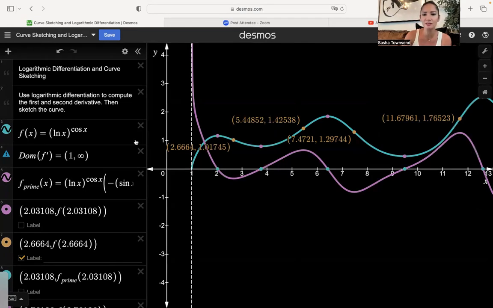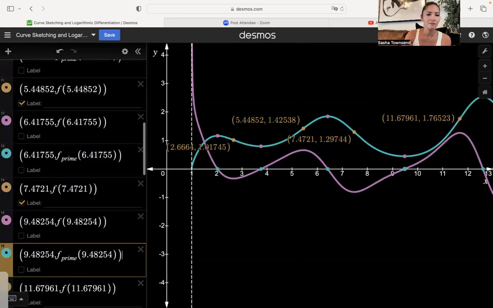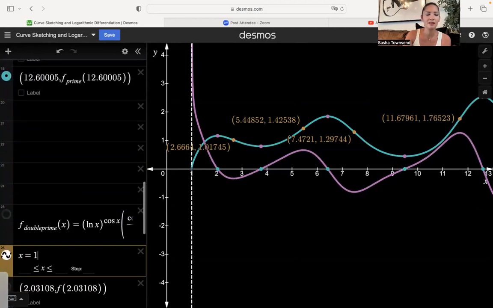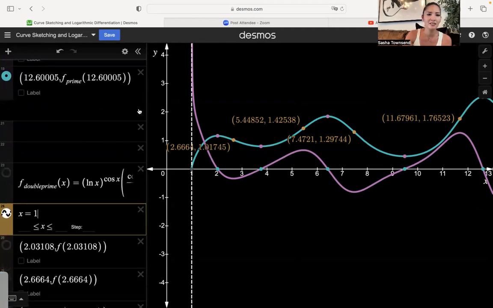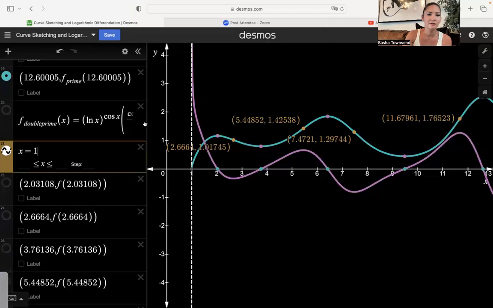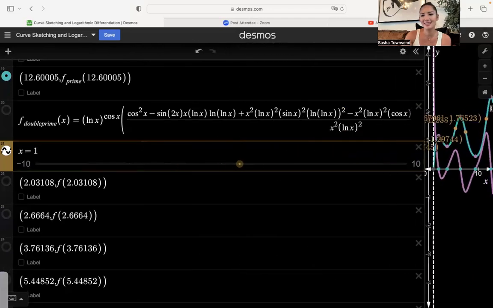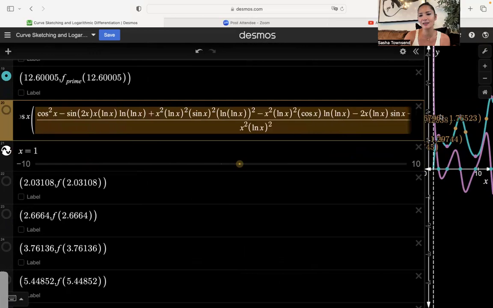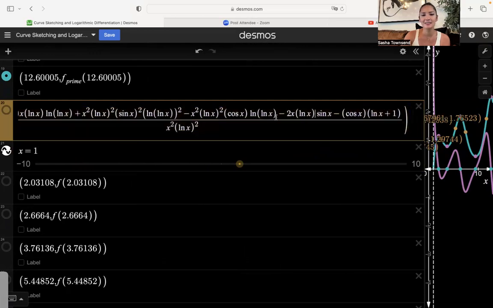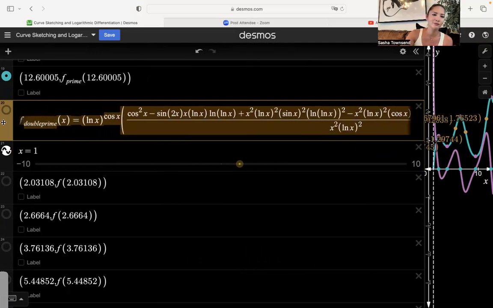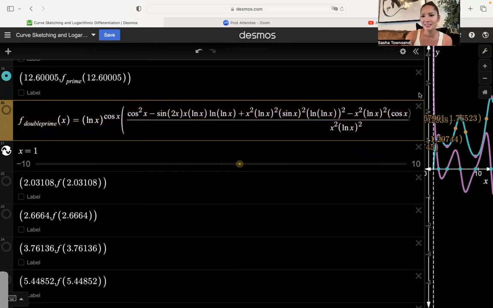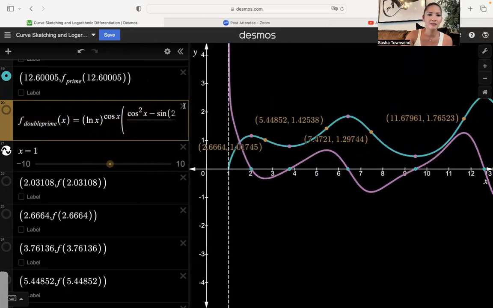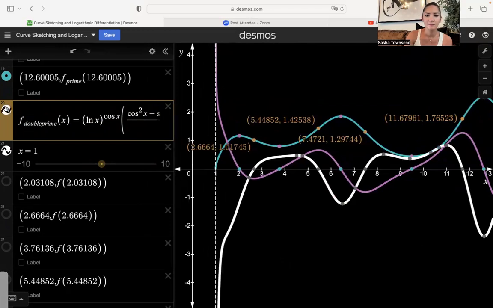So let's graph the second derivative as well. That's something that we actually computed by hand. It was very tedious, took a long time. I typed it in, you can see it just goes on and on. Okay. That's our second derivative, technically. Great. That's what the second derivative looks like.